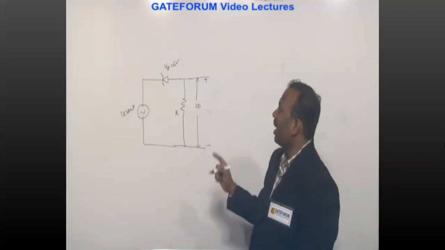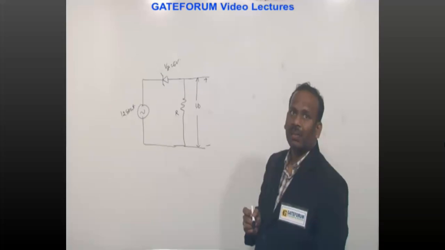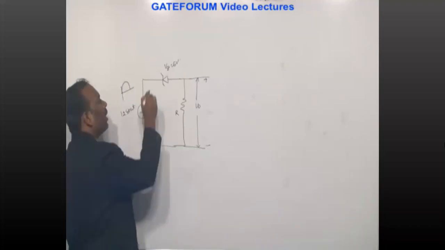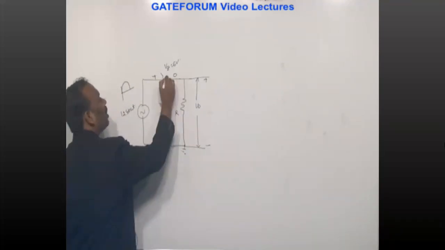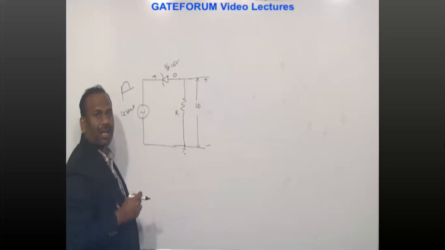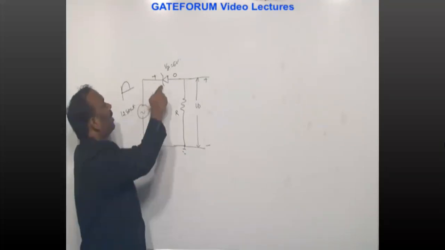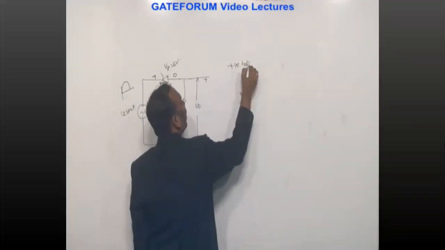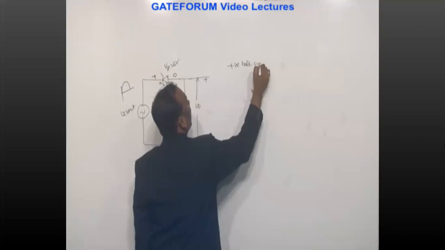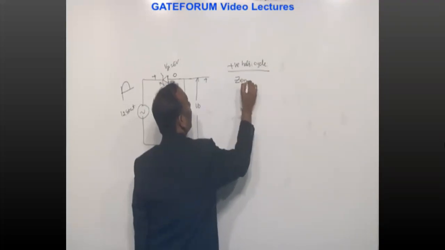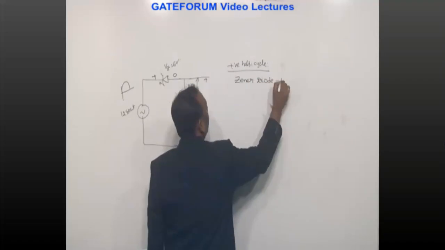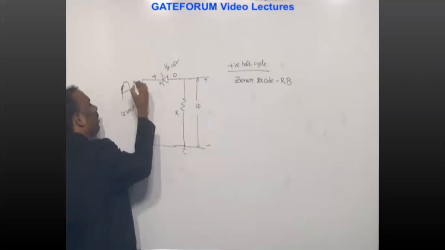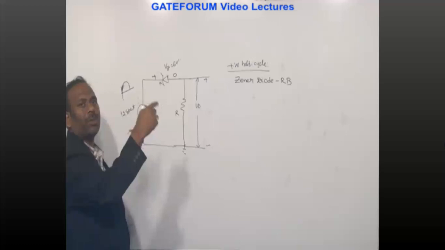Clear? Once again, the input has a positive half cycle and a negative half cycle. Consider the input positive half cycle: here we have plus, here we have 0. Is the diode forward bias or reverse bias? The cathode is connected to higher potential. Therefore, for the positive half cycle, the Zener diode is reverse biased, and the input starts from 0, 0.1, 0.2, 1, 2, 3, 4.